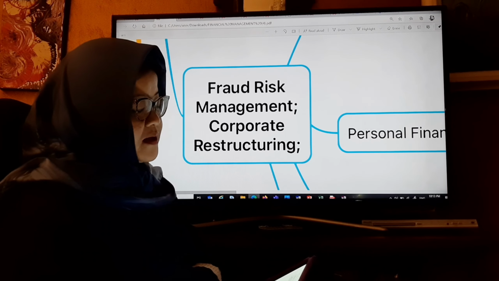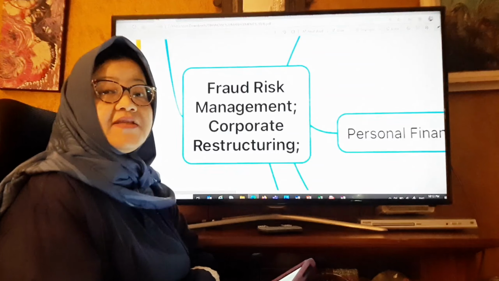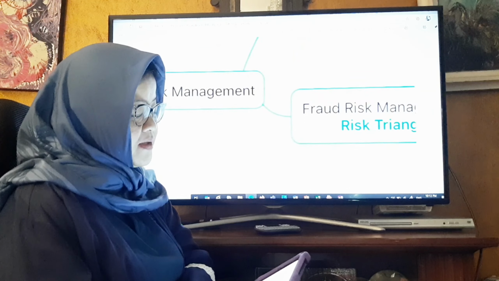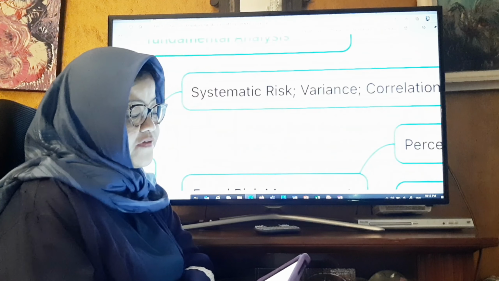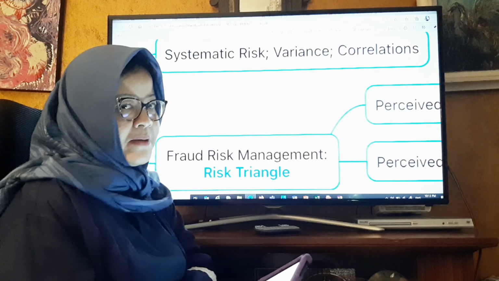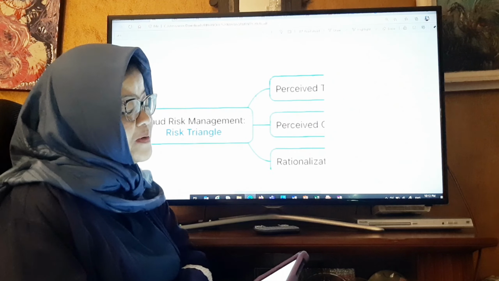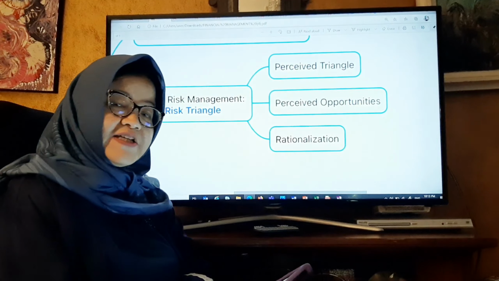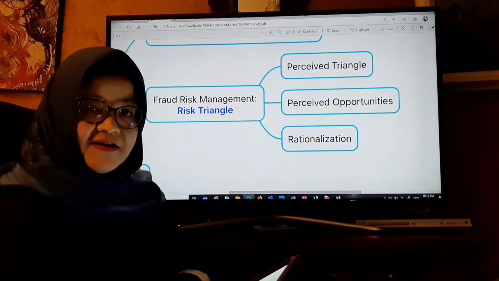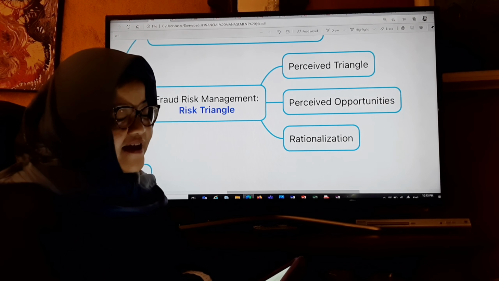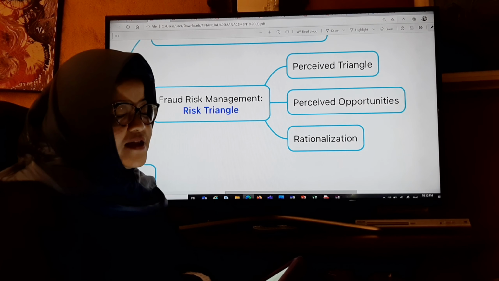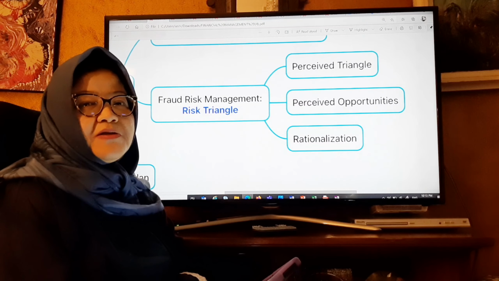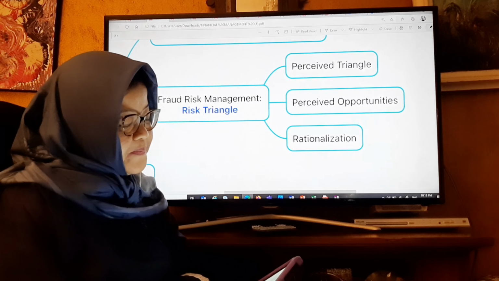Fraud risk management, corporate restructuring. That is what we learn in week 5. Here we talk about risk management, like systematic risk, variance, correlation. It brings back memories, right? And also about fraud risk management. Interestingly, it explained the fraud triangle: perceived pressure, perceived opportunity, and rationalization. So we know why sometimes people commit fraud and how to prevent it.